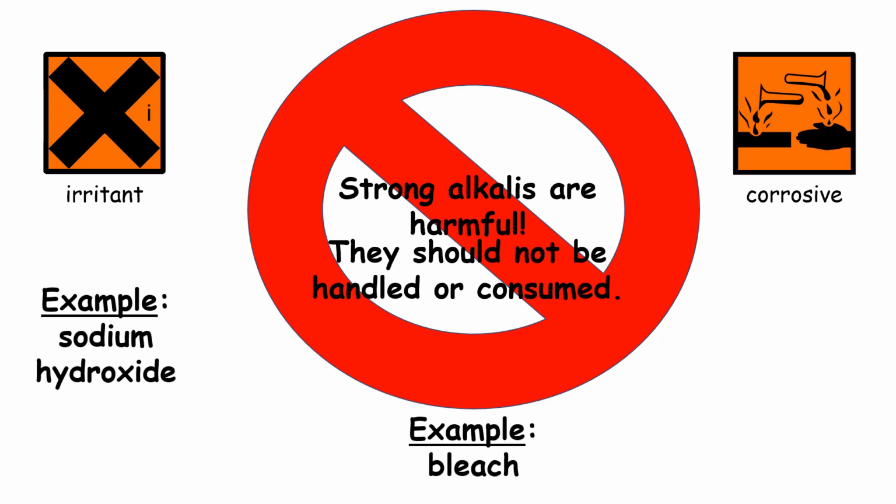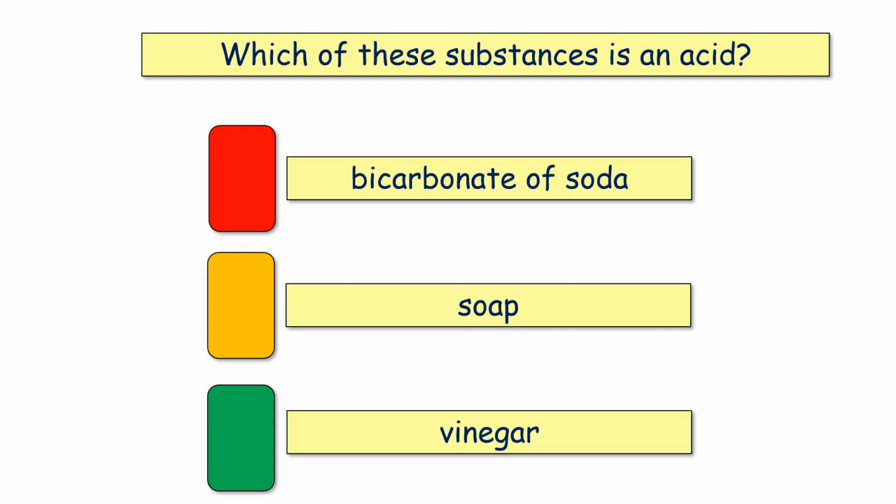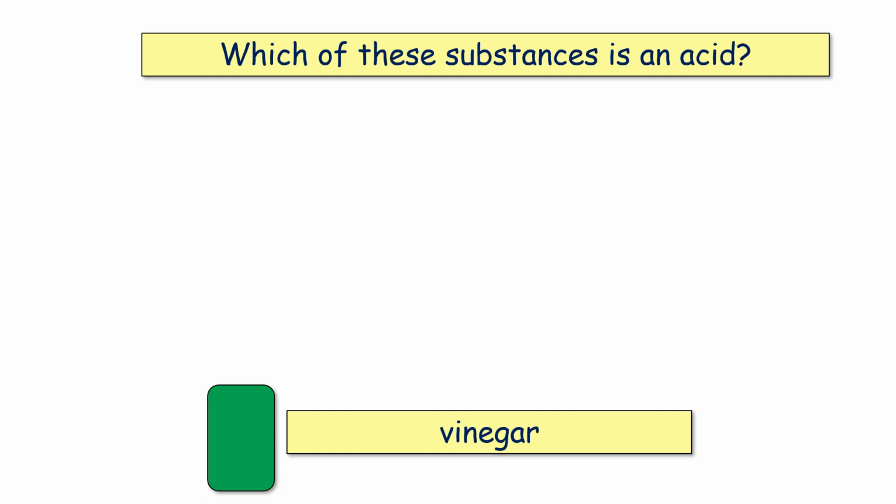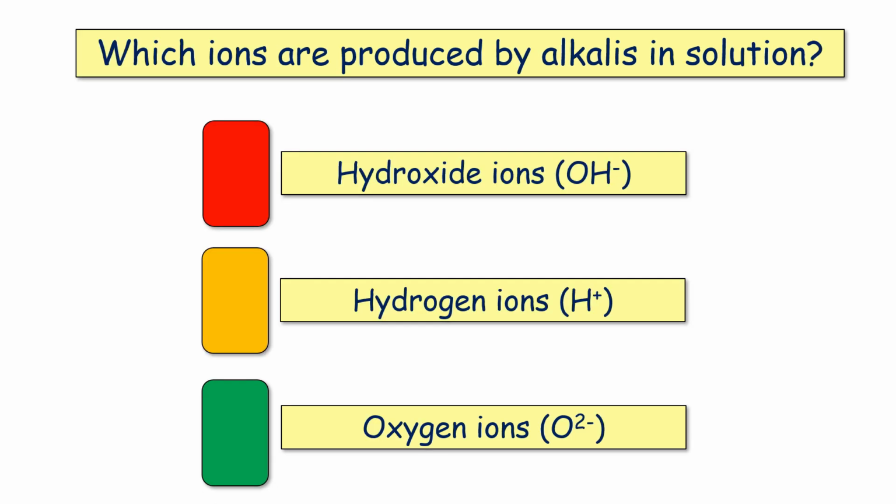bleach and ammonia. Time now for your first learning check. Question 1. Which of these substances is an acid? Bicarbonate of soda, soap or vinegar? 5 seconds. Answer vinegar. Question 2. Which ions are produced by alkalis in solution? Hydroxide ions, hydrogen ions or oxygen ions? 5 seconds.